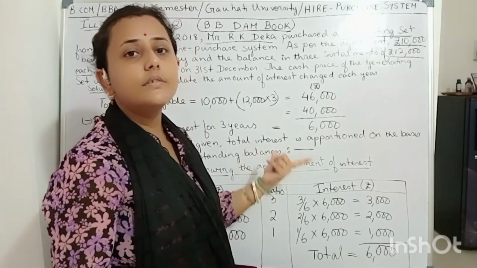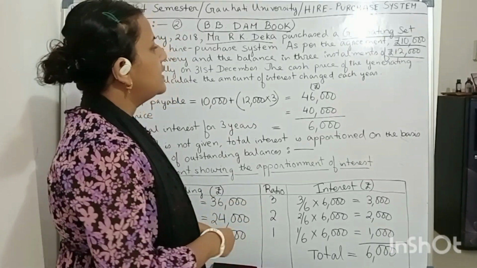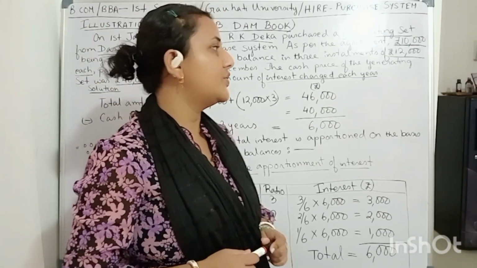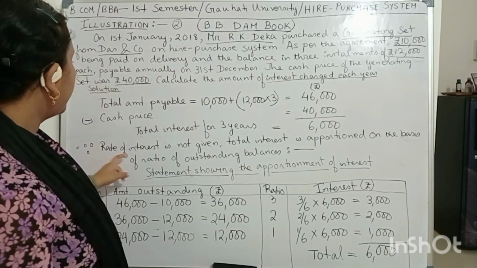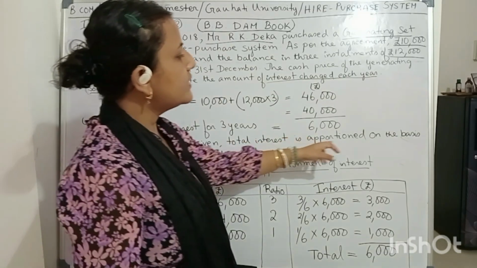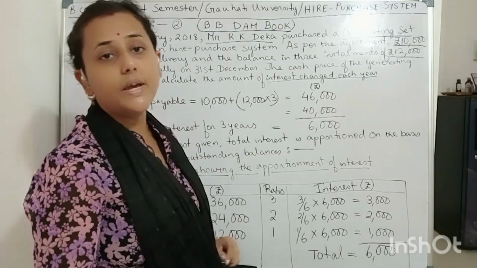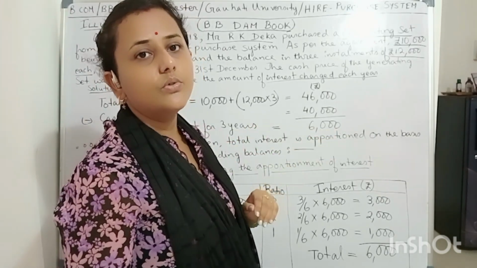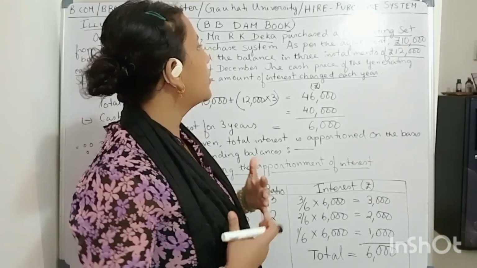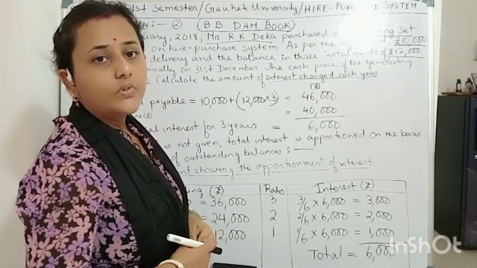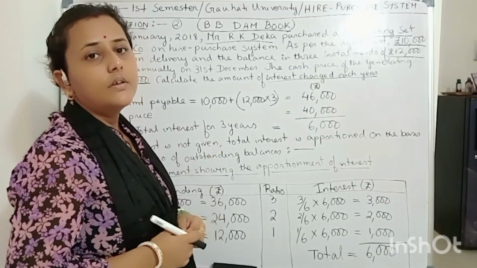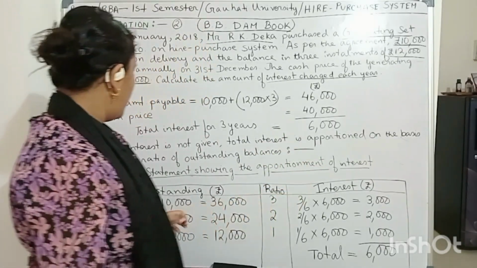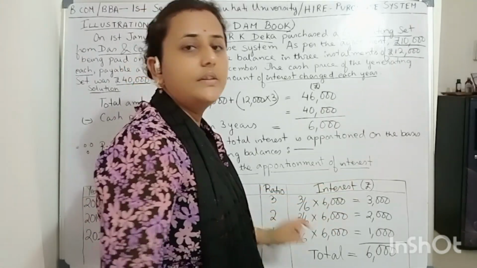Now this is the total interest for 3 years. What is asked in the question? Interest charged each year. You have to take out the amount of interest to be charged each year. Since the rate of interest is not given, total interest is apportioned on the basis of the ratio of outstanding balances. Whatever balance of the asset price is left at the beginning of the year, on that balance a ratio is found to calculate the interest to be charged each year. So you see the statement showing the apportionment of interest.